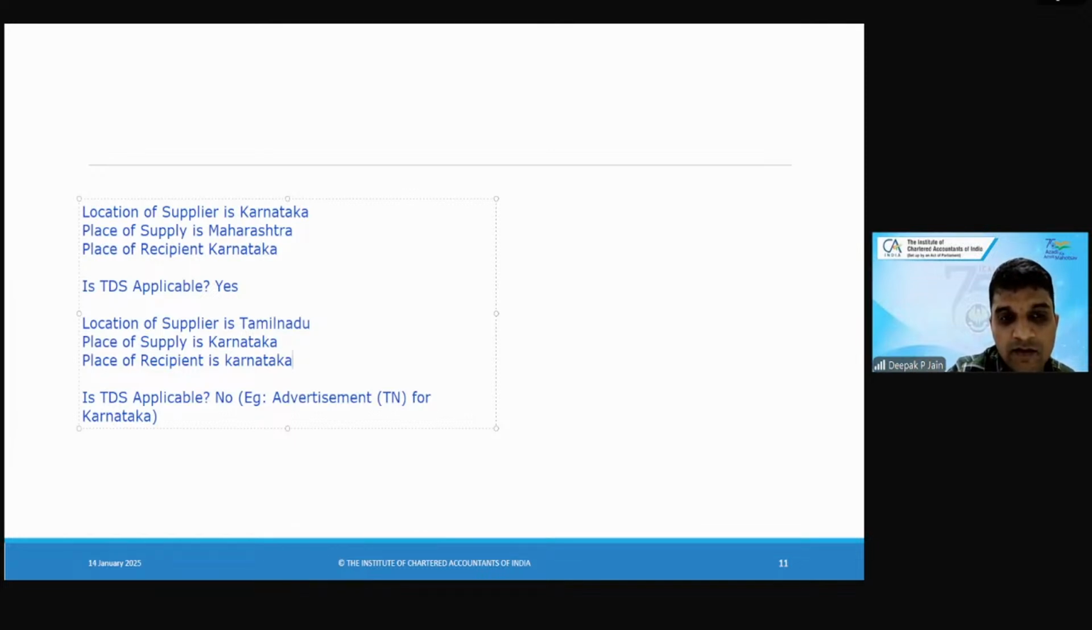Okay sir. In this scenario, where the location of supplier is in Karnataka, the place of supply is Maharashtra. Karnataka government said, do my advertisement in the state of Maharashtra. Place of supply will be Maharashtra, but the advertisement company is from Karnataka. Okay? Yes sir. So if it is in the same state, where I am in Karnataka and the recipient also is in Karnataka, then I can deduct TDS. If I am in one state and the recipient is in another state, then TDS will not apply.